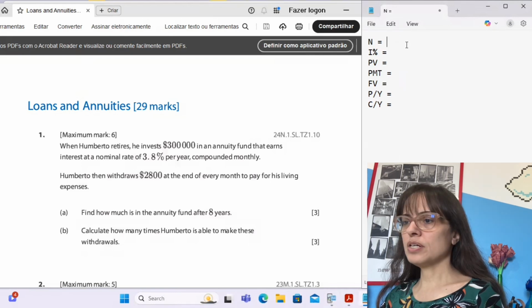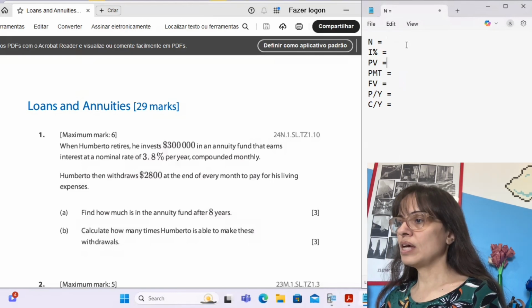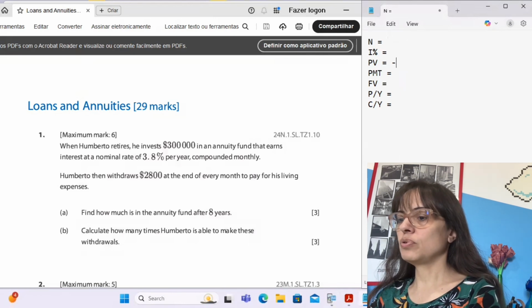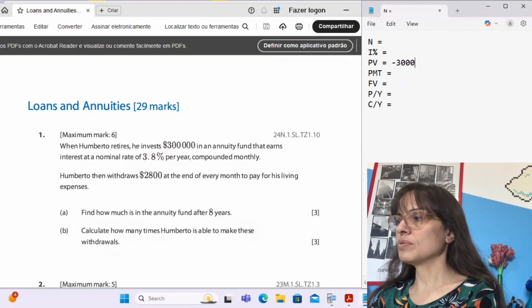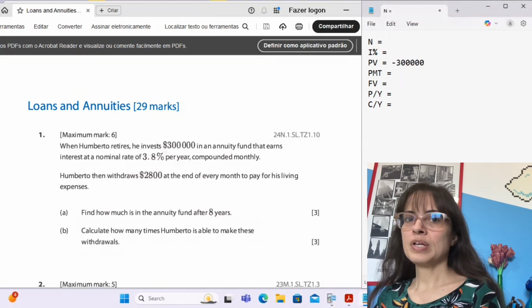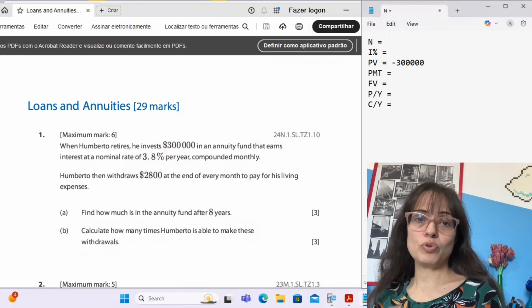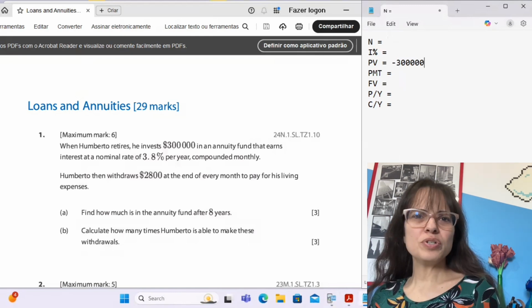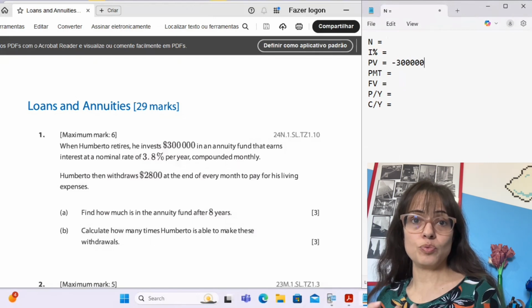When Humberto retires, he invests $300,000 in an annuity fund. So that is his initial investment. I'm going to put negative $300,000 here in the PV. It's negative because he is putting it into the bank. Annuity is just the name they usually use for this kind of situation in which you put a bunch of money in there and then take it away a little bit at a time.